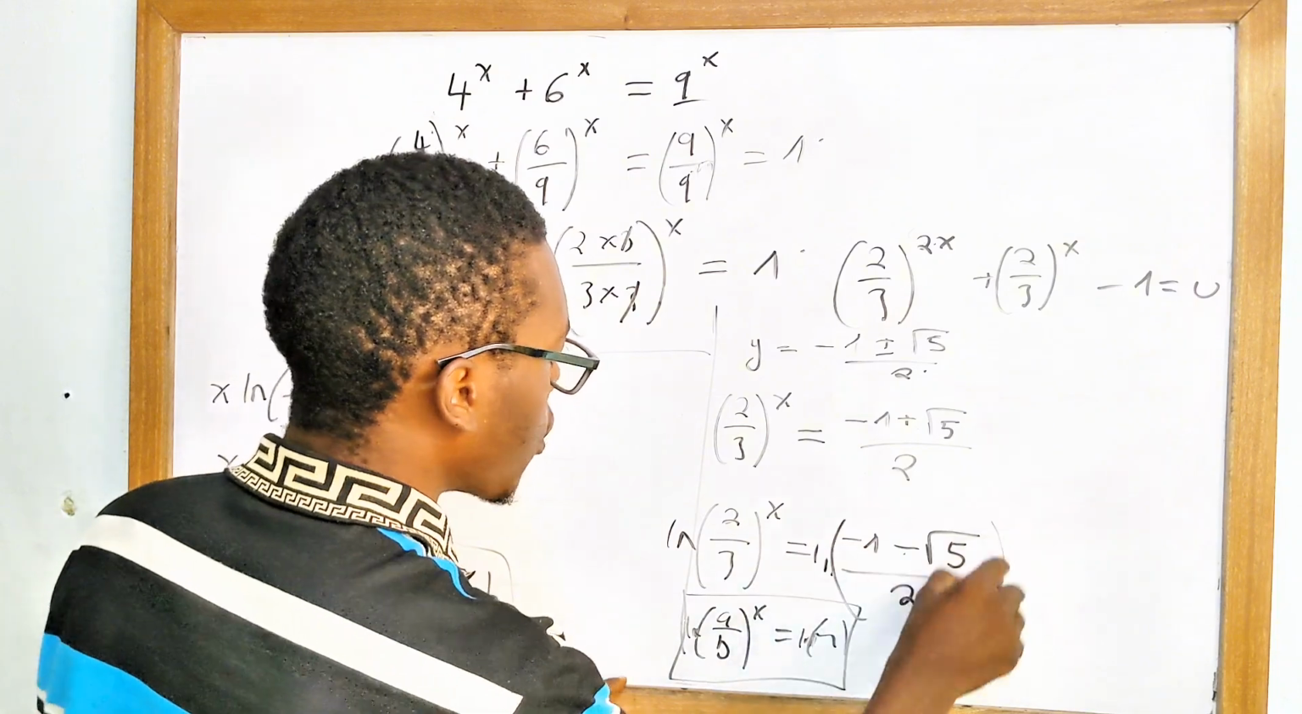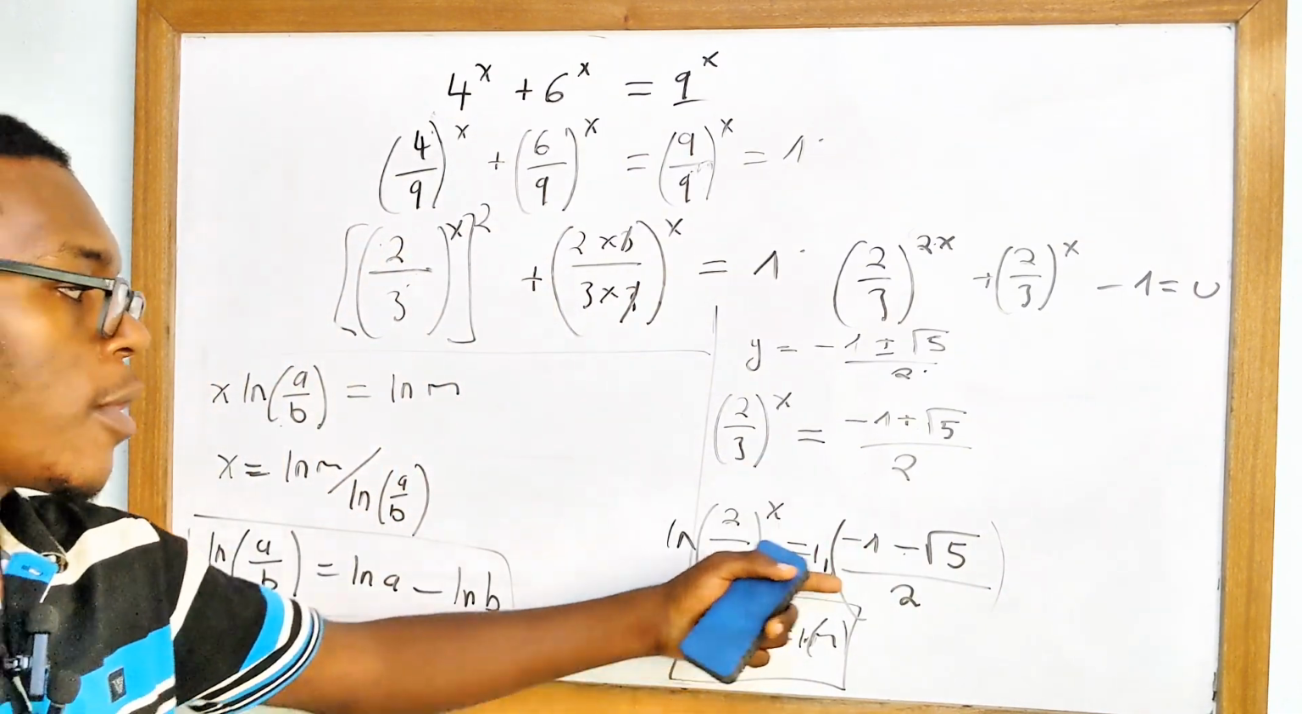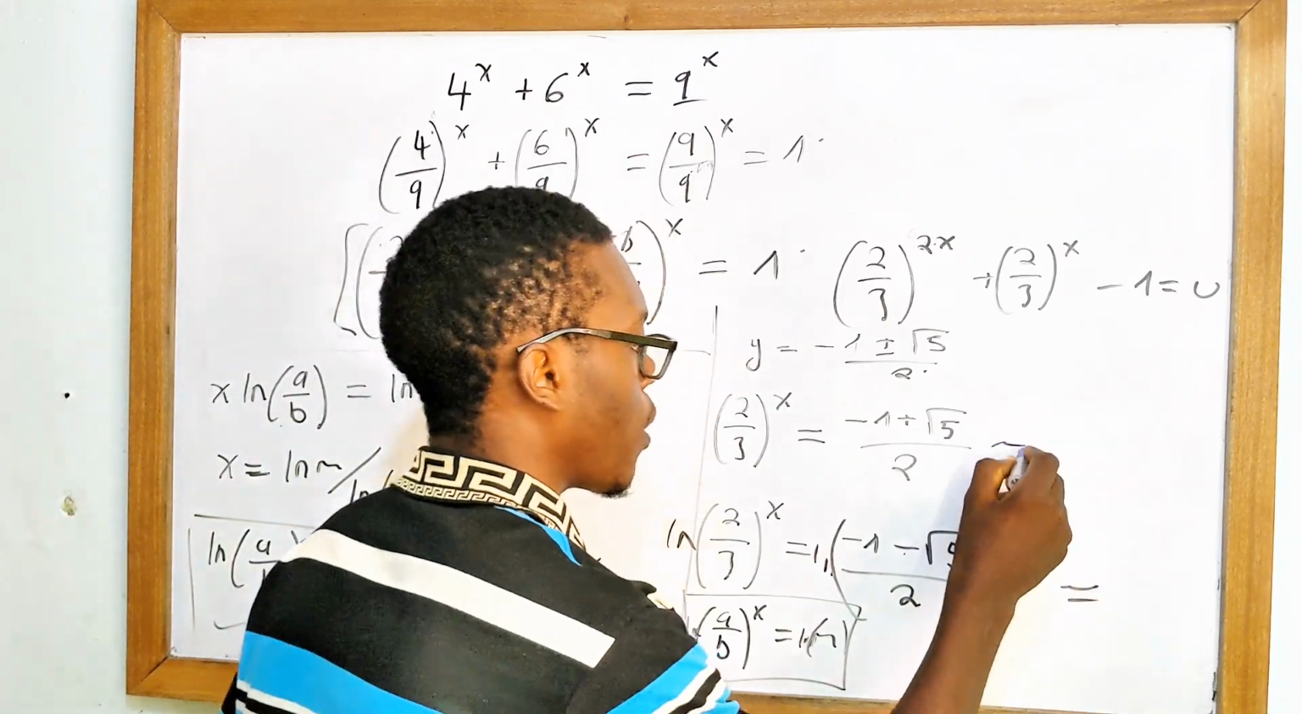I'm waiting for the answer in the comment, the true value of x. Just type it in the comment. I'm waiting for it. You can pick up your calculator and get a rough approximate, or you can just leave it like this.